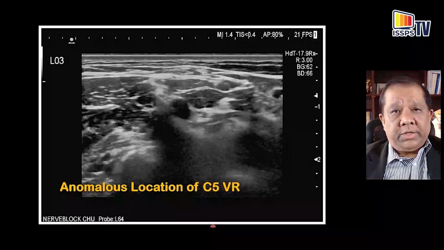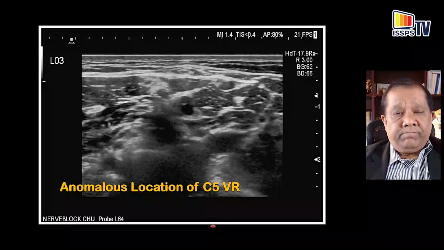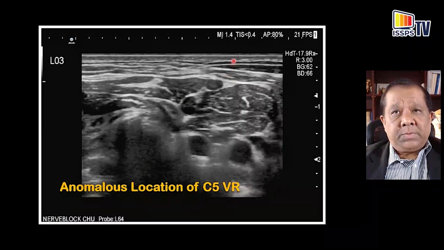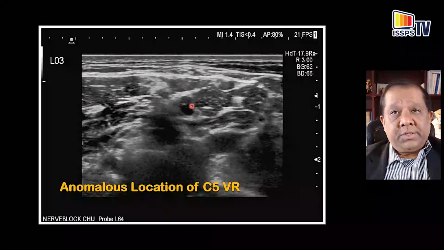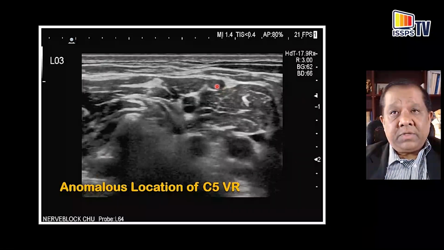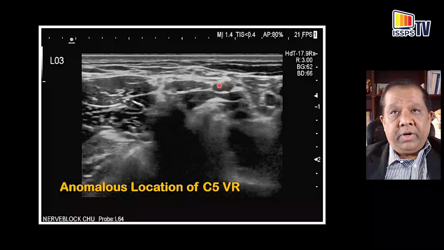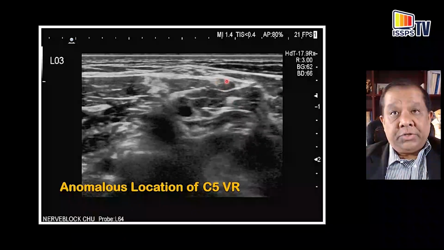First of all, take a look at this video. In this you can see the anomalous position of the C5 ventral ramus. You can see here, this is the C6, and you can see the C5 is actually located anterior, on the anterior surface of the scalenus anterior muscle.